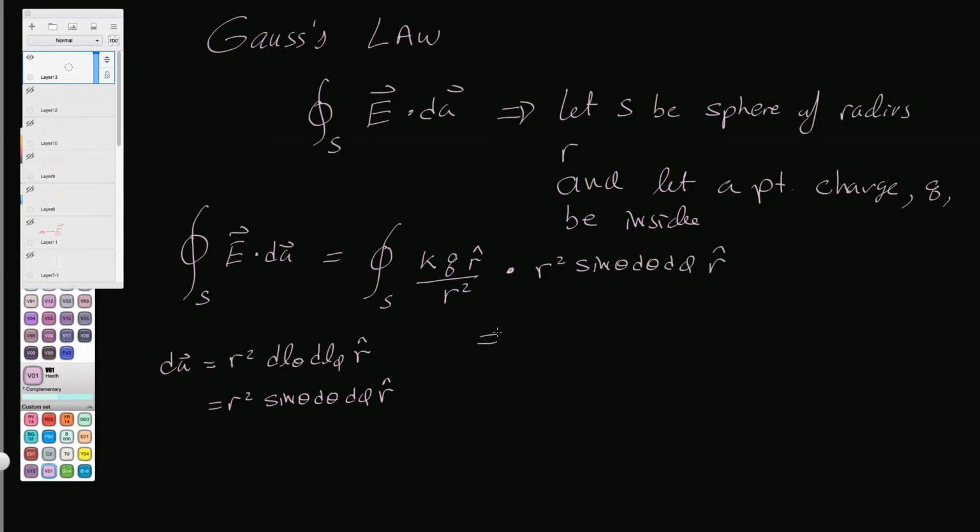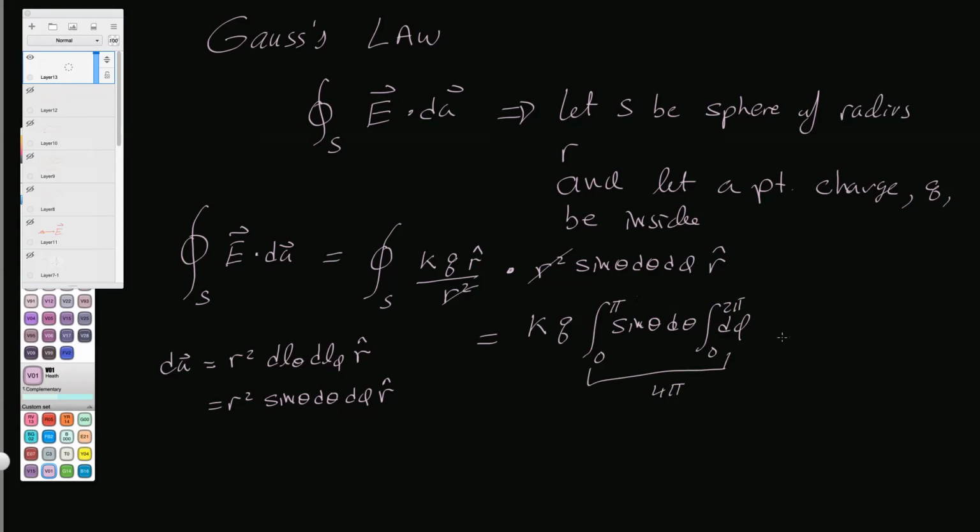And we end up with the integral. I'll drop that little symbol that goes around because we're writing out everything. Let me pull out some stuff. We're going to have k and Q, and notice the r squareds cancel out. Then we have the integral of sine theta d theta and the integral of d phi. We talked about how this goes from 0 to pi and this goes 0 to 2 pi, and that this integral is always 4 pi.